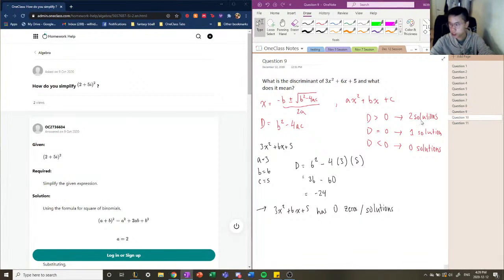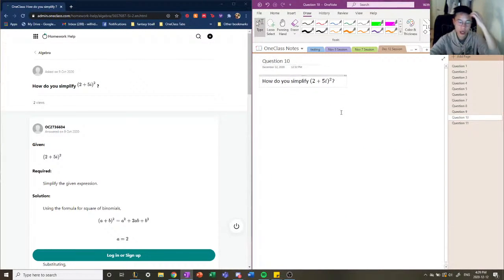All right, question number 10. How do you simplify 2 plus 5i squared? So I've already talked about i squared being equal to negative 1. So this is going to be just a FOIL method. However, we also have to remember that we're including the imaginary component.